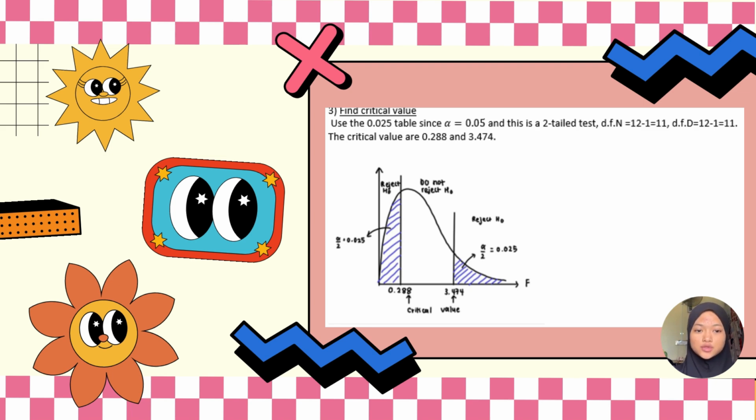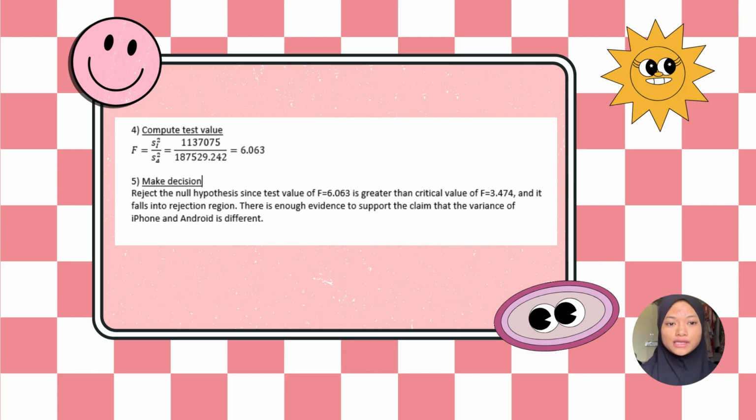As this is a two-tailed test, it has two critical values, which are 0.288 from the 1 minus alpha over 2 in the table, and 3.474 from alpha over 2 in the table. And we have to sketch the F distribution graph, and we can see that the white region is do not reject H null, while the others are reject H null. The fourth step is to compute the test value. We use the F formula, which is the variance of iPhone over the variance of Android. We can get 6.063. And the last step is to make a decision.